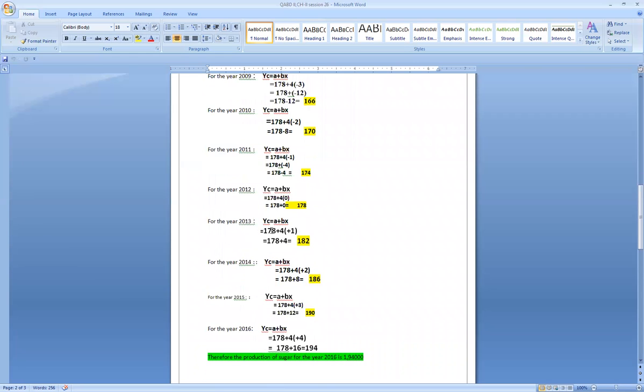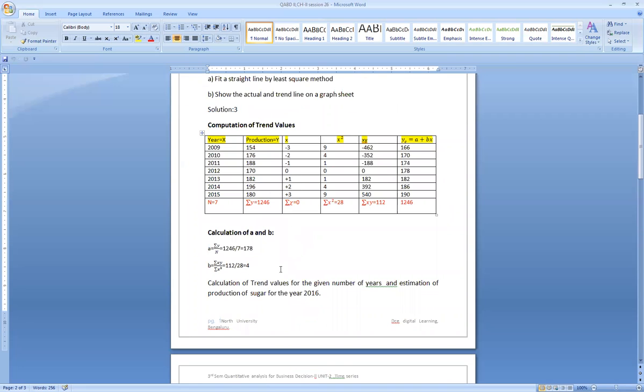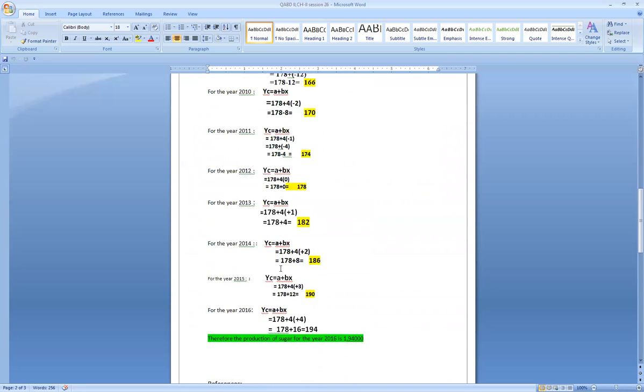Then for 2013, that is trend value equals a plus bx, 178 plus 4 into x value is 1 now. After 0, you can see here 1, 2, 3 are the next coming deviation values. So 178 plus 4 is nothing but 182. For 2014, yc equals a plus bx, that is the trend value. We need to calculate for the year 14. 178 plus 4 into 2 is 8. So 178 plus 8 is 186.